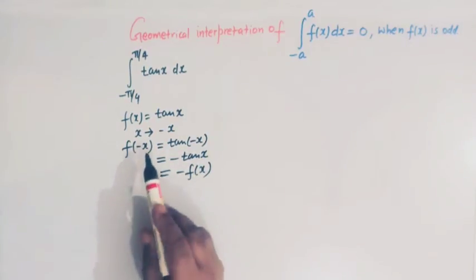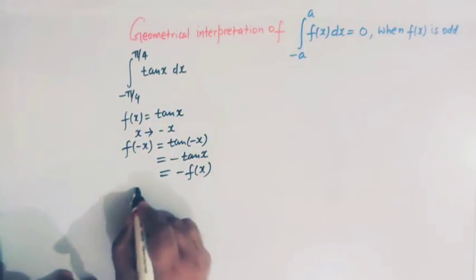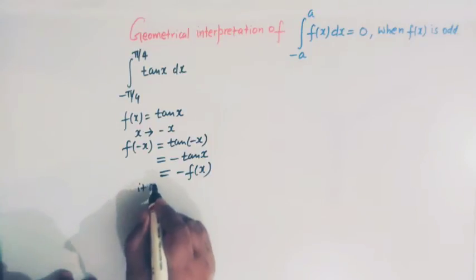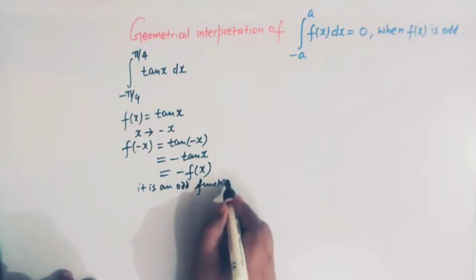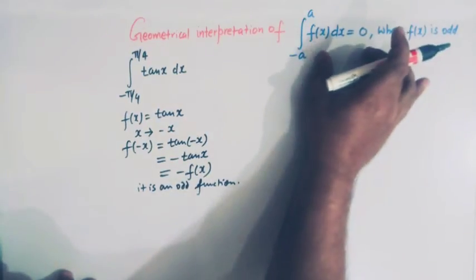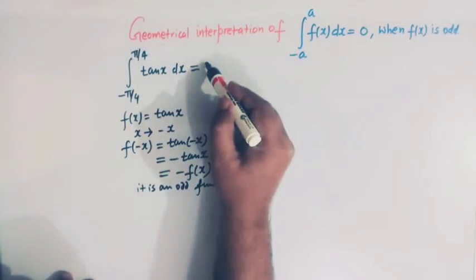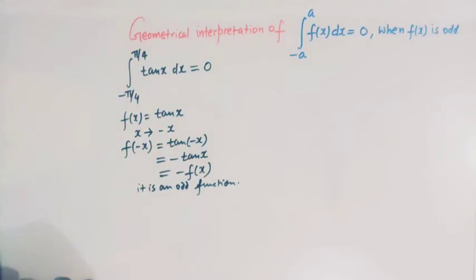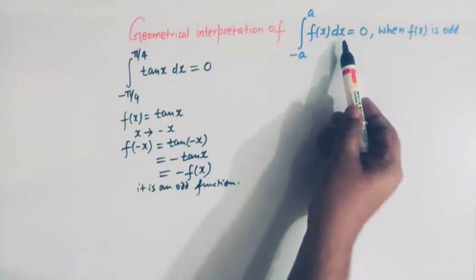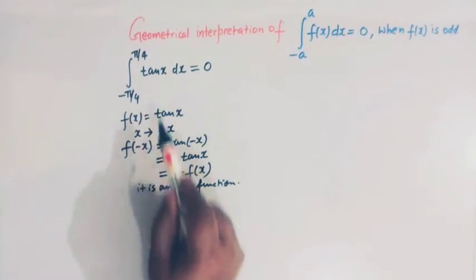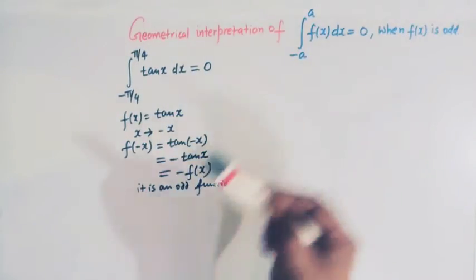So we have proved that this function, that is tan x, is an odd function, right? It is an odd function. So by this property the direct value of this integral is 0, right? Okay, so we have evaluated this integral with the help of this property, and we see that tan x is an odd function, hence the value of this integral is 0 due to this property.